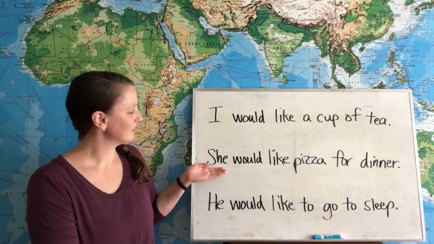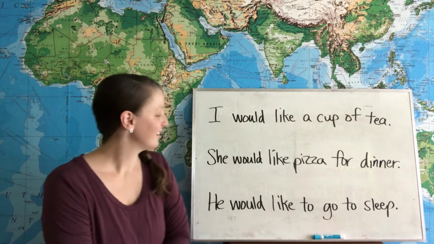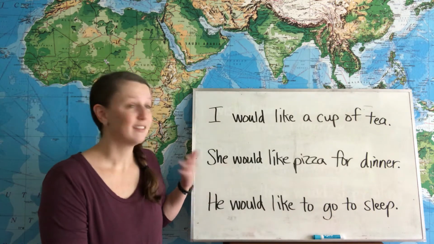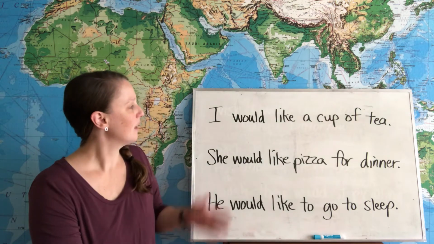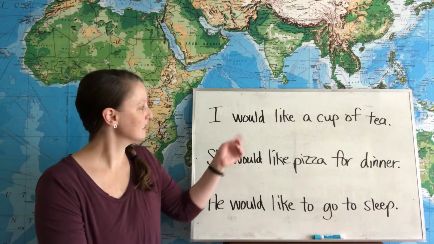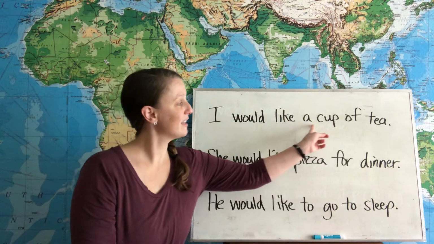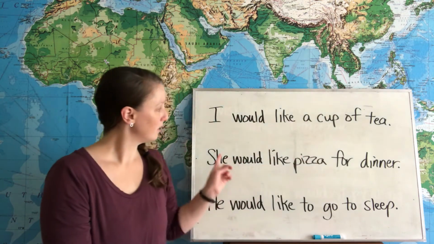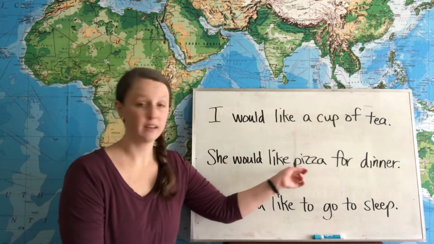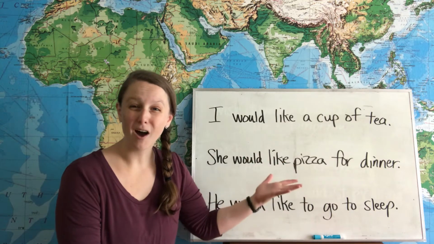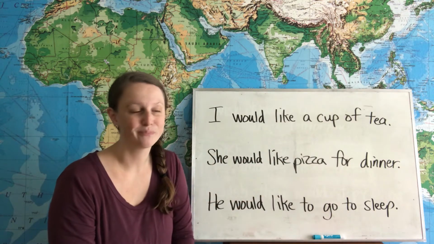We can also say, she would like pizza for dinner. This is more polite than saying she wants pizza for dinner. You'll notice in both of these cases, we have would like and a noun. I would like a cup of tea. She would like pizza. We often use would like together with a noun.